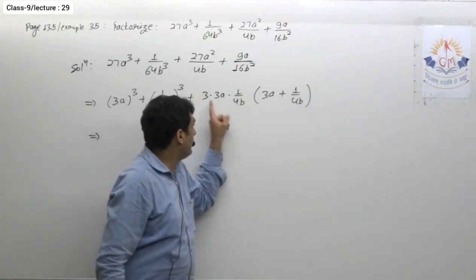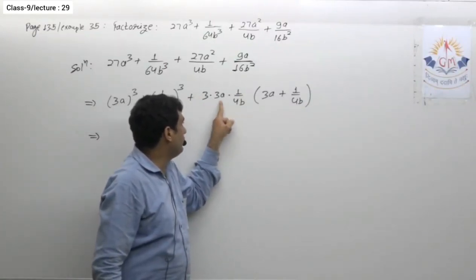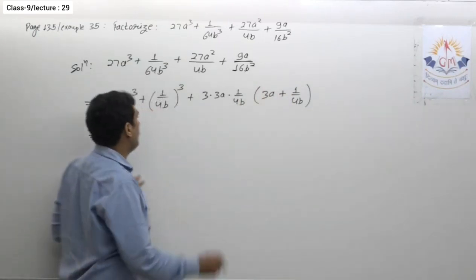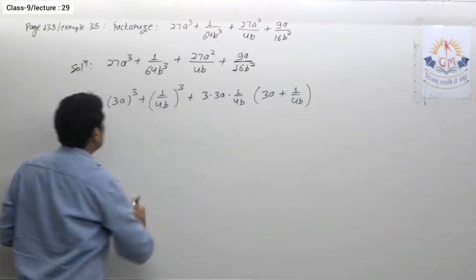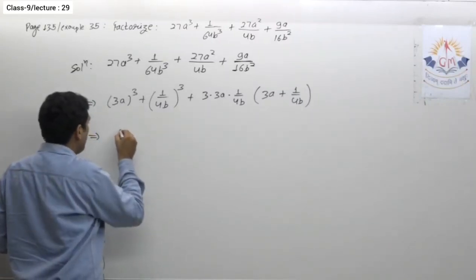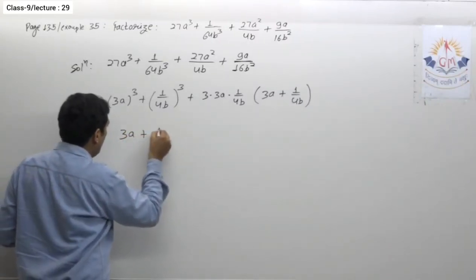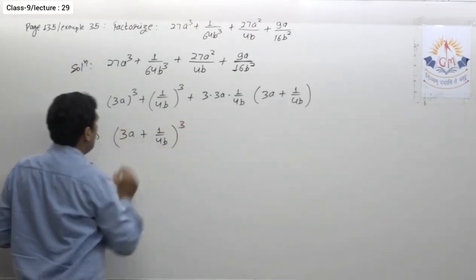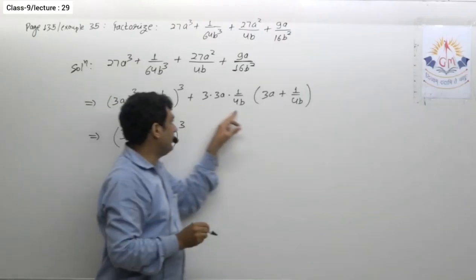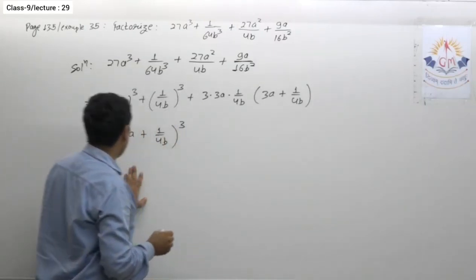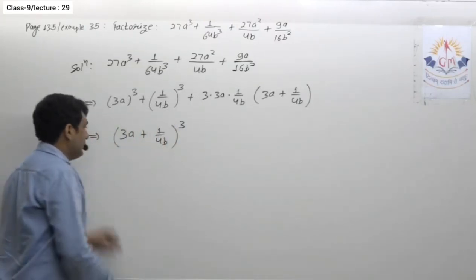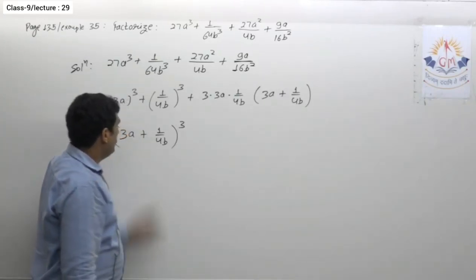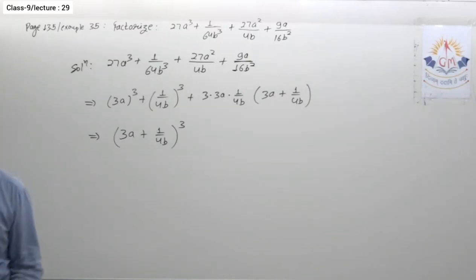Now when I multiply this, the numerator will be 3 into 3a into 1, that is 9a, and 4b into 4b, that is 16b square. So that exactly fits in the identity of (a plus b) whole cube. So here I write a cube plus b cube plus 3ab into (a plus b), and this should be equal to (a plus b) whole cube. So these are the factors. I hope this is clear to you. So note it down. Then we'll see the next question.